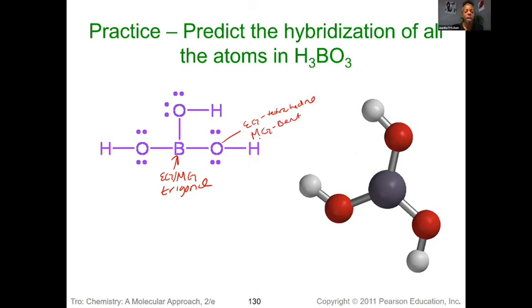And so that means I have a total of 4 regions that I'm accounting for and 3 around the boron. So the hybridization for the boron would be sp2. The hybridization around each of the oxygens, I have 4 regions that I'm accounting for. Again, base it off the electron geometry, would be sp3 for each of these. And then in terms of the bonding pattern, well, we would say we have 1, 2, 3, 4, 5, 6 sigma bonds and 0 pi bonds.